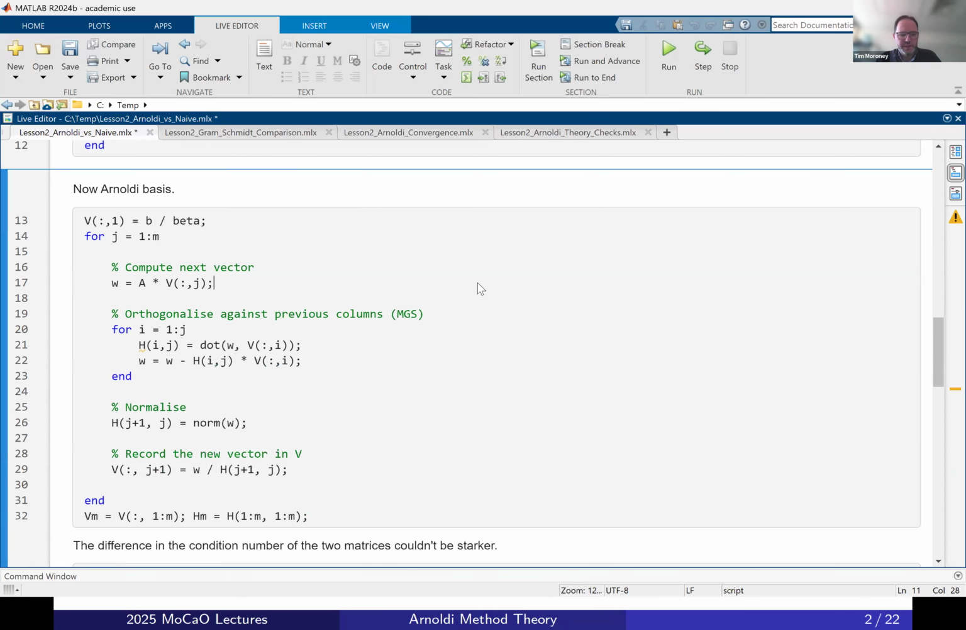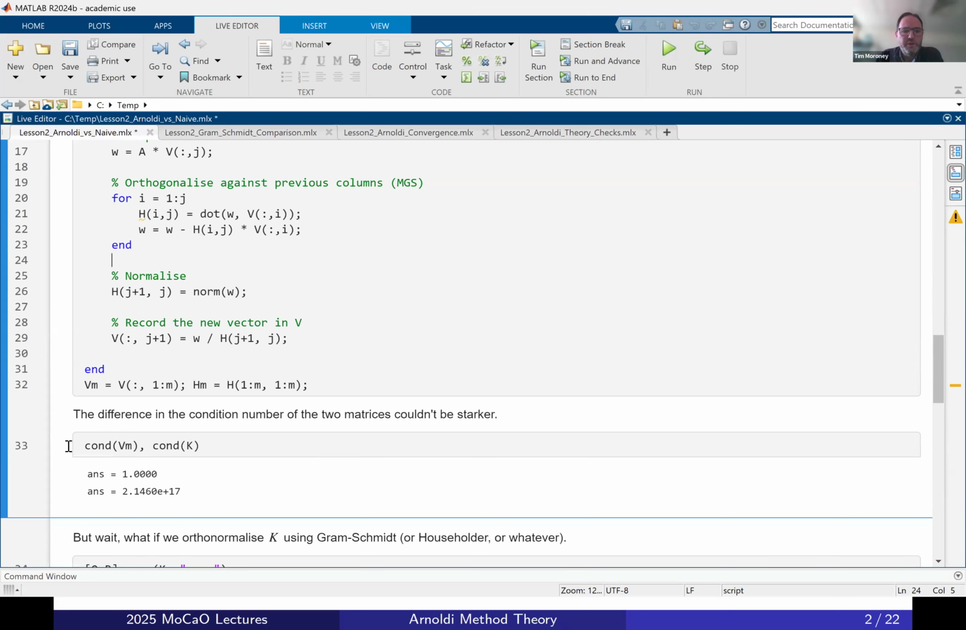Now here's our Arnoldi version, where we actually do orthogonalize every time. We multiply the vector that we had in the basis last time around, and then we subtract away the projections and so on. You can look at the difference in the conditioning of these two matrices and see that the difference couldn't be starker. Our V_m, which is just the first m columns of V, is perfectly conditioned, literally the perfect number you can get, which is 1. Of course, the matrix is built up of columns that are orthonormal.